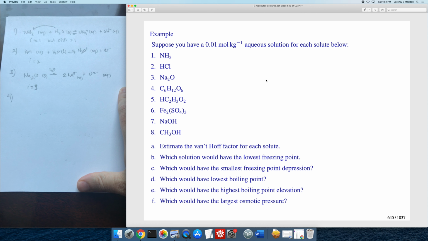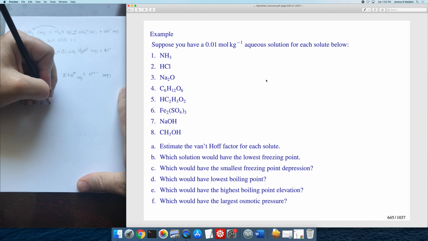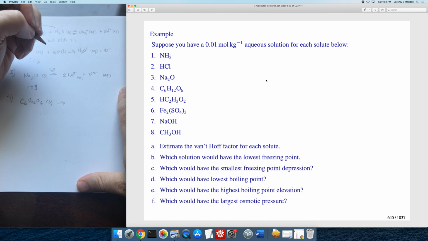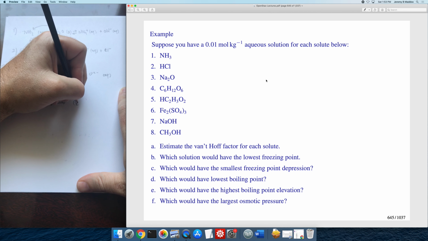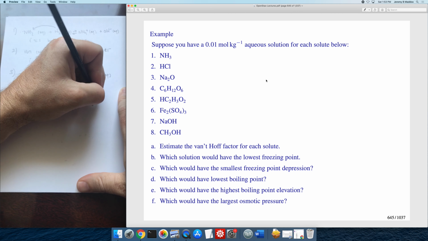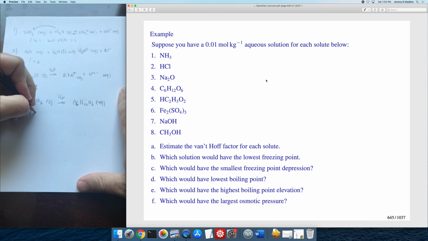For number 4, C6H12O6. This is a sugar type molecule. It dissolves readily in water, but it is a molecular compound and it does not react with water. So the Van 't Hoff factor here is just 1.